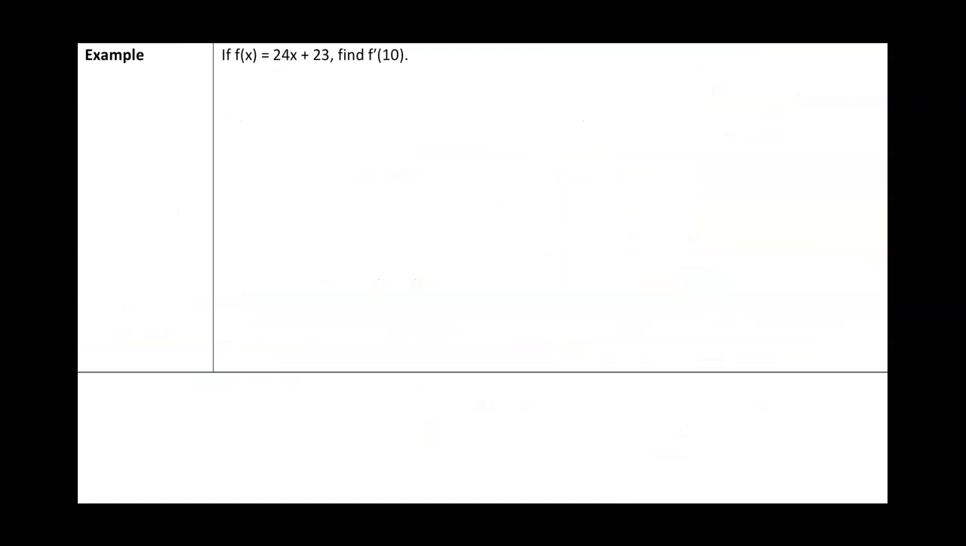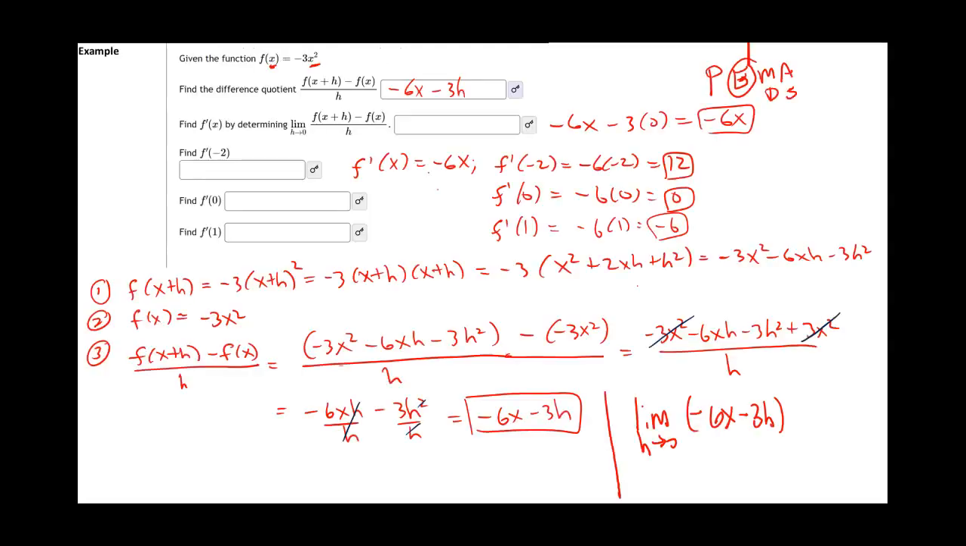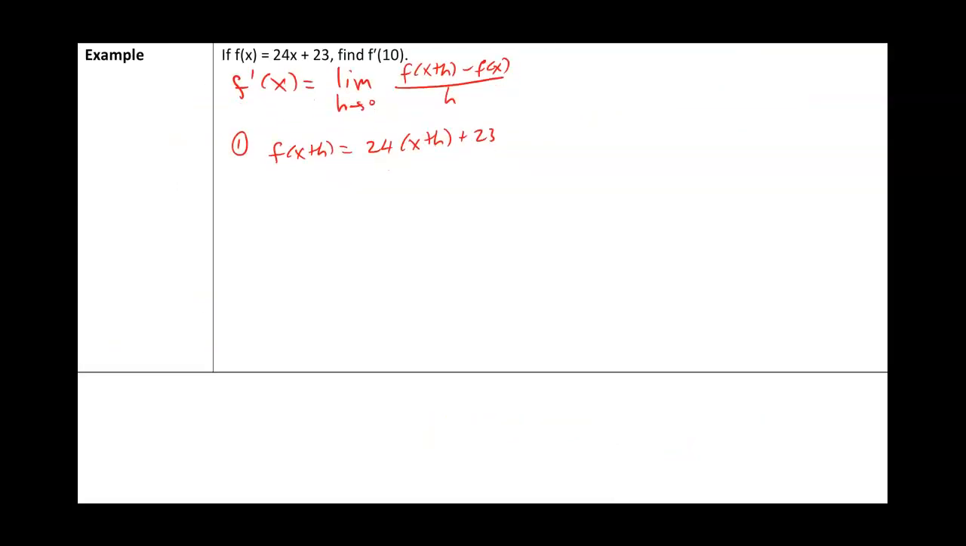Okay, let's take another example. If f of x equals 24x plus 23, then find f prime of 10. Well, before I can find f prime of 10, I first have to find out what is f prime of x. So to find f prime of x, I'm going to take the limit as h approaches 0 of the difference quotient. So I've got to figure out what is my difference quotient.